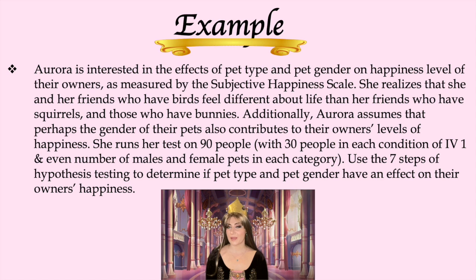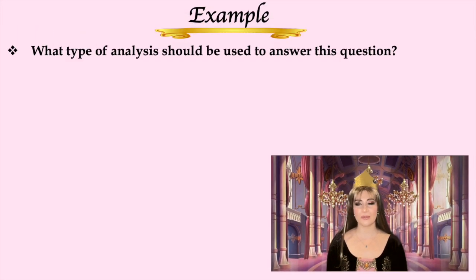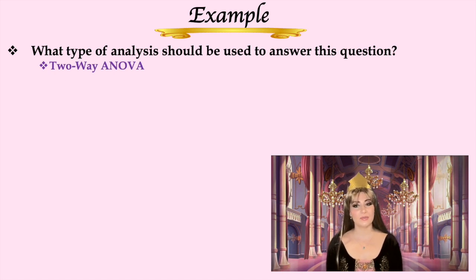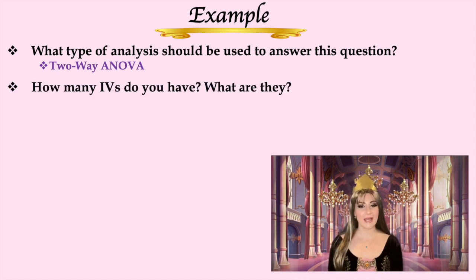Use the 7 steps of hypothesis testing to determine if pet type and pet gender have an effect on their owner's level of happiness. So before we get started, what we really need to do is understand what type of analysis we should be using to answer this question. If you thought to yourself a two-way ANOVA, you're absolutely right. But I want to know why. So we use a two-way ANOVA when we have two independent variables. So that brings me to my next question. How many independent variables do we have? And what are they? Well, it looks like we have two independent variables.